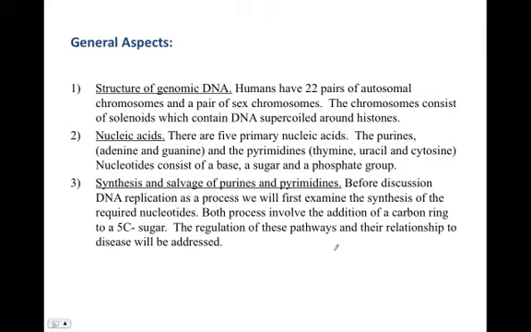The general aspects of this will be the following. First, we'll look at the structure of genomic DNA. We'll review some basic nomenclature as well as the superstructure of DNA as it exists in a chromosomal structure. We'll look specifically at the nucleic acid bases. There are 5 primary nucleic acids, the purines, adenine and guanine, and the pyrimidines, thymine, uracil, and cytosine. In general, nucleotides consist of a base, a sugar, and a phosphate group. Finally, we'll discuss the synthesis and the salvage of purines and pyrimidines.